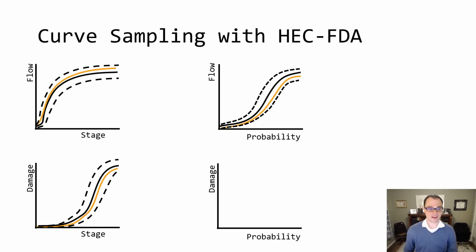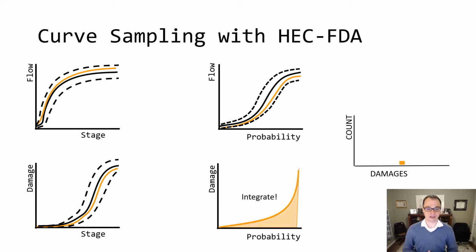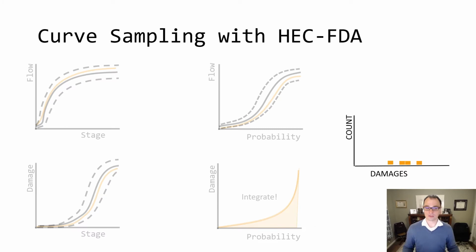So it kind of looks something like this. A random sample is made for each of those relationships. They are then composed together to create a damage frequency relationship. That damage frequency relationship is then integrated, and that's an estimate of EAD. We do that multiple times in a loop to be able to create a distribution of EAD.